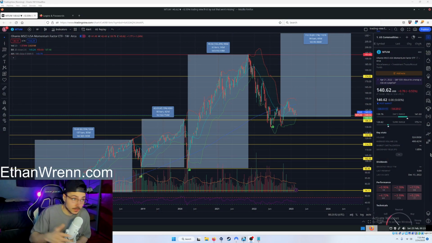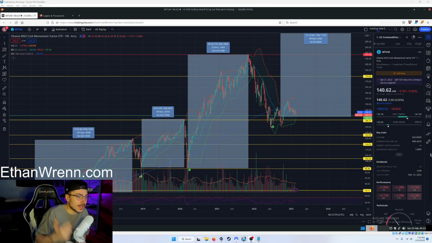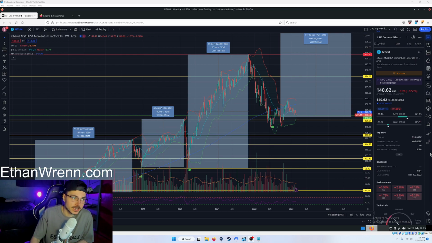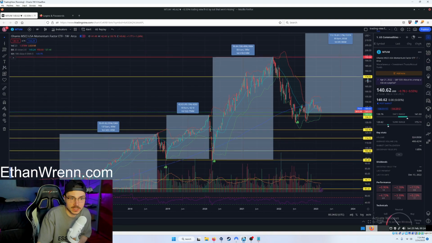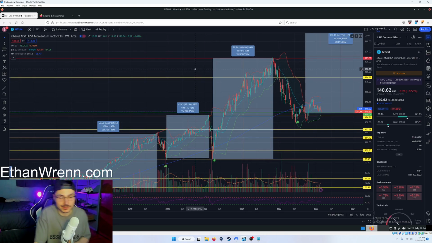All right, so what's the next symbol we are going to be talking about today? It's actually an index or ETF. Let's pull this up. This is the iShares USA Momentum Factor ETF, represented with symbol MTUM, for momentum. This is motion, guys.